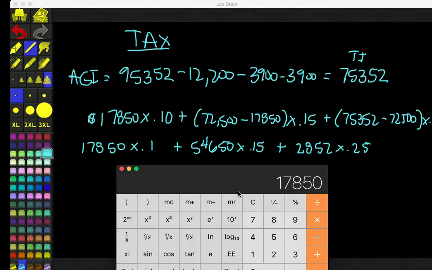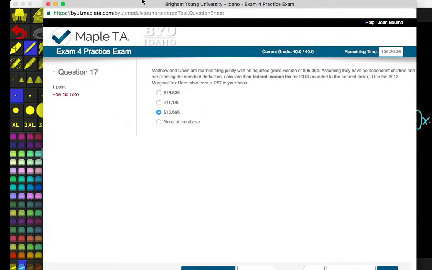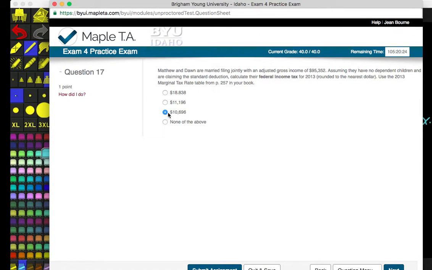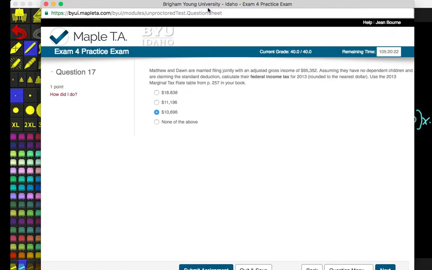17,850 times 0.10, right, or 0.1, plus, this one you don't have to push equal in between, but you can, 54,650 times 0.15, plus 2,852 times 0.25. And I get $10,695.50, and in taxes you always round to the nearest dollar. So there's my answer, $10,696.